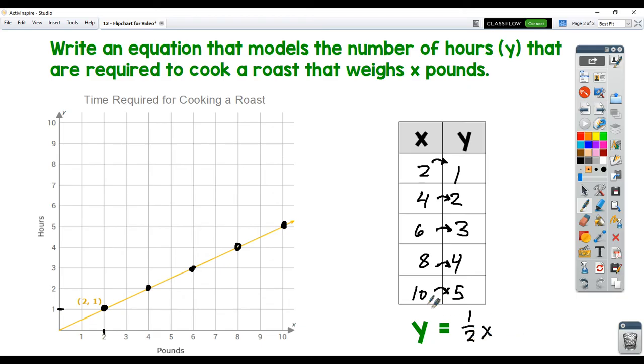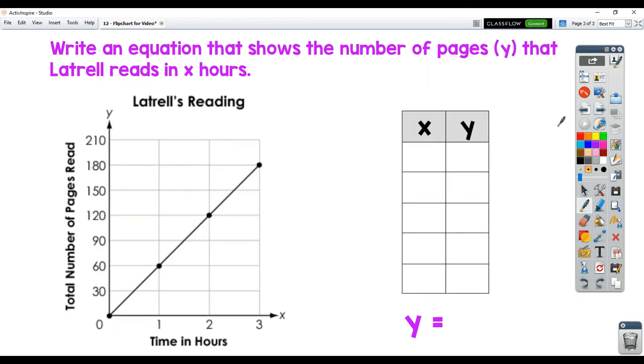So I'm going to challenge you again. What if I skipped way ahead and I had this giant roast? It was 20 pounds. So that would be my x value, 20. How many hours would we have to cook that for? Use the equation. Well, half of x, half of 20 would be 10. That's the nice thing about knowing the equation: you can plug in any x value you want and figure out what your y value would be.